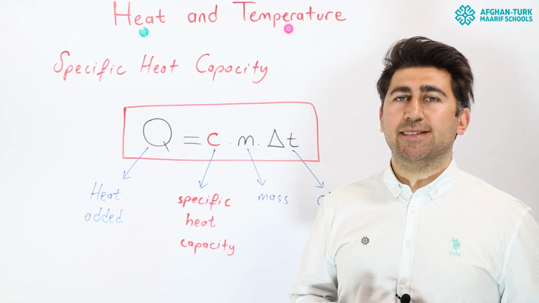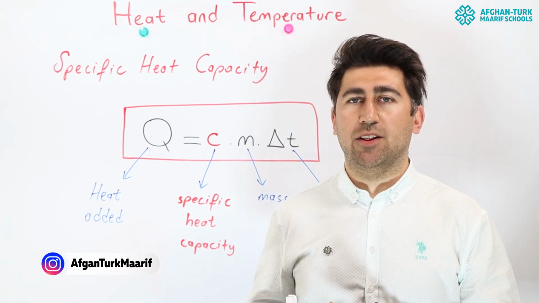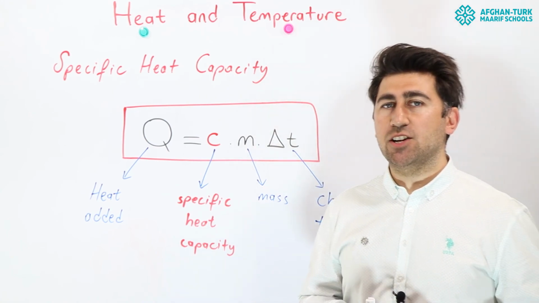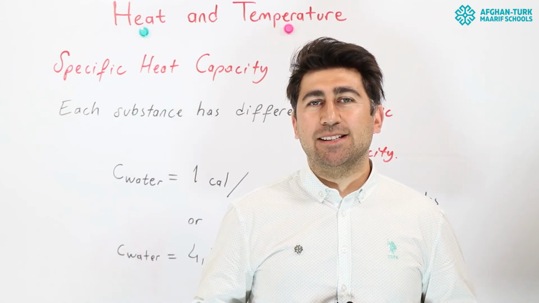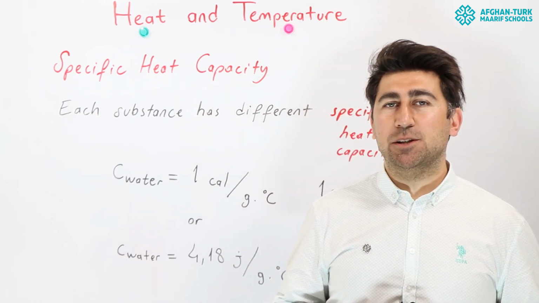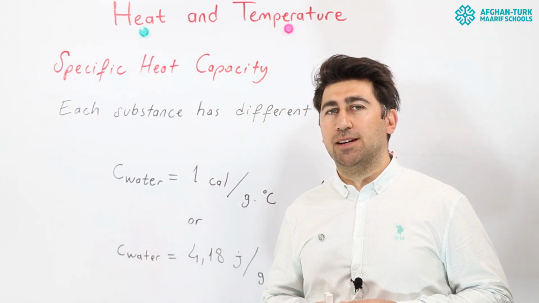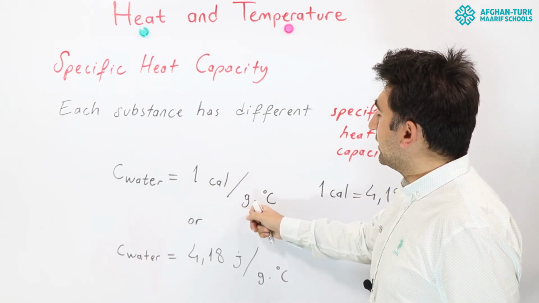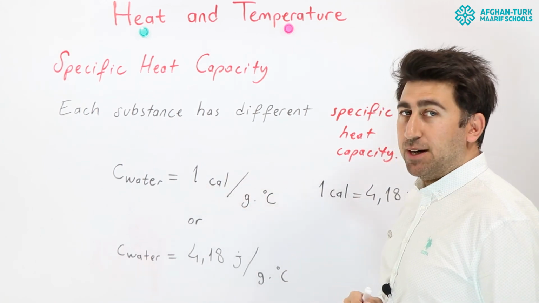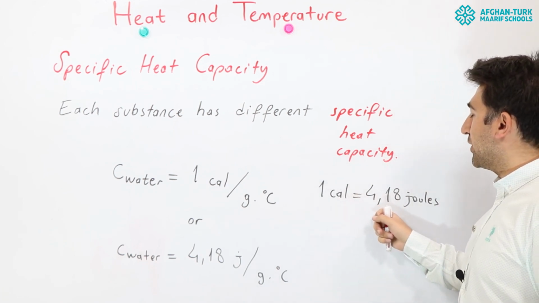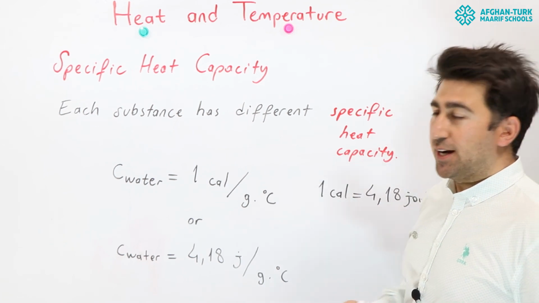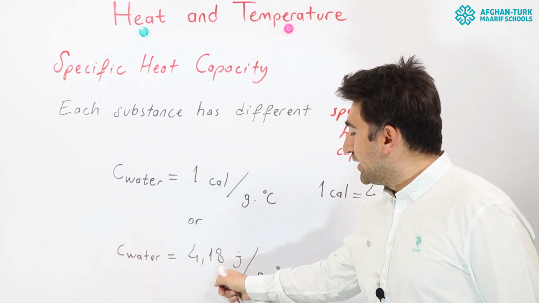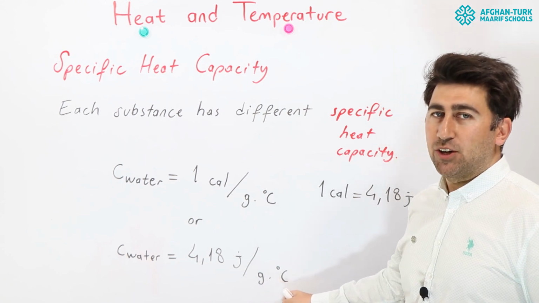The relationship does not apply if a phase change is encountered, because the heat added or removed during a phase change does not change the temperature. As the name implies, each substance has a different specific heat capacity. For example, the specific heat capacity of water is 1 calorie divided by gram times Celsius. Because 1 calorie is equal to 4.18 joules, we can also write the specific heat of water as 4.18 joule divided by gram times Celsius.